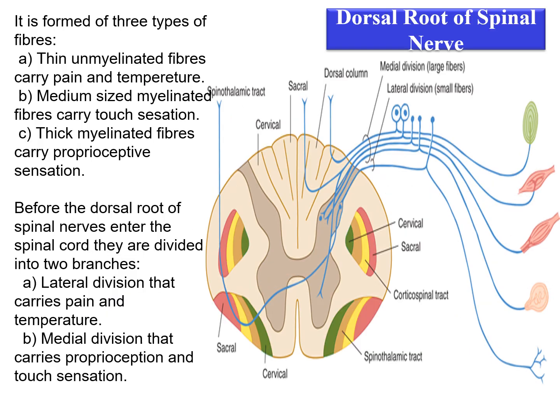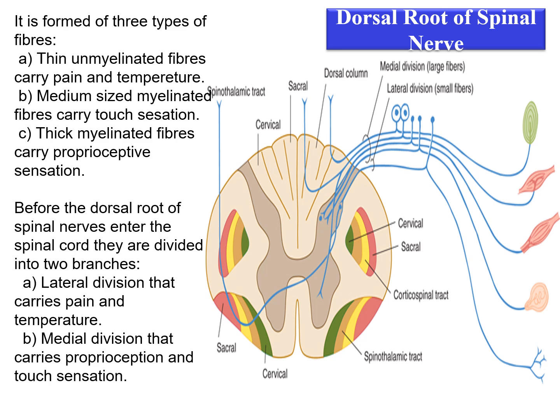As regards the dorsal root of the spinal nerve, it is formed of 3 types of fibers. What about these 3 types of fibers? They are thin unmyelinated nerve fibers, medium-sized myelinated nerve fibers, and thick myelinated nerve fibers. Thin unmyelinated nerve fibers are responsible for carrying pain and temperature sensation. Meanwhile, medium-sized myelinated fibers carry touch sensation. Thick myelinated nerve fibers are responsible for carrying proprioceptive sensation.